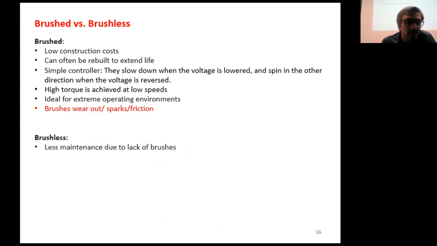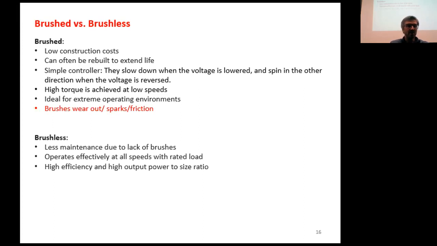While the brushless motors have less maintenance due to the lack of brushes. They operate effectively at many speeds, so they are used for variable speed applications, differently from the synchronous motors. They have high efficiency and high output power with respect to the brushed motors, and low electric noise generation, but have a more complex controller.